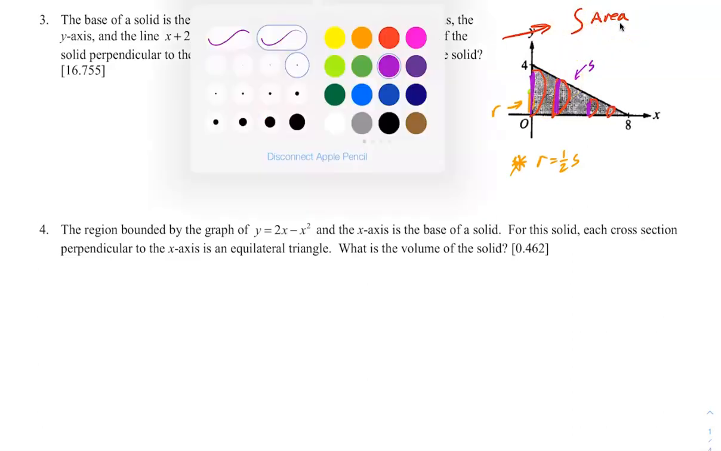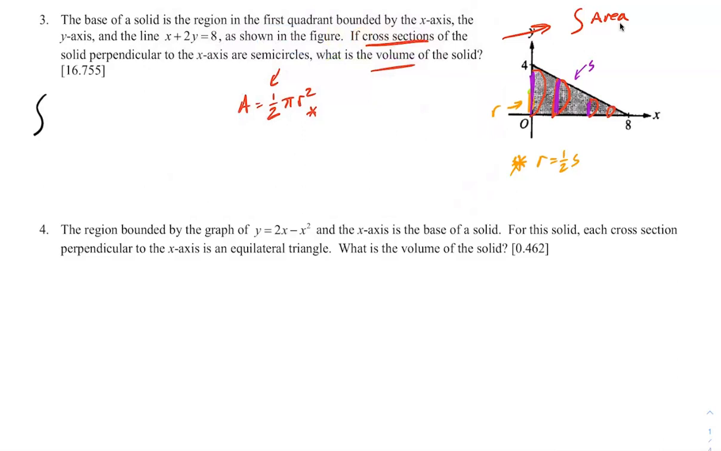So what we're going to do is integrate my area formula, which is 1/2 pi r squared dx. I have to find the limits. Well, let's look at it. 0 to 8. I'm not going to make the same mistake I made last time, doing all the work for no reason. We're going from 0 to 8, going up and down, perpendicular to the x-axis. That's what it says. We'll do perpendicular to the y-axis on the next page.